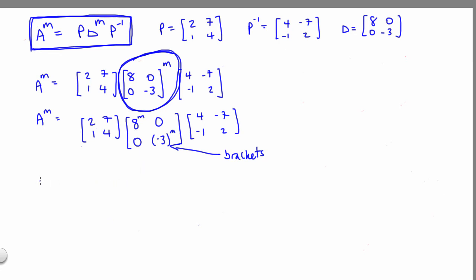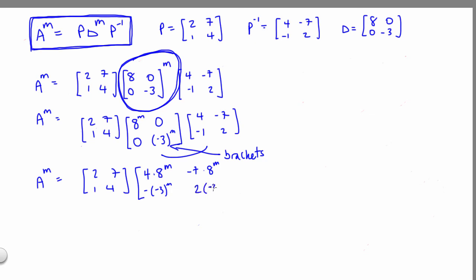Okay, now a couple more steps to complete our calculation. Let's keep our matrix P on here and we'll multiply these two matrices together. So we'll have 4 times 8 to the m and then negative 7 times 8 to the m. In our bottom row we'll have negative 1 times negative 3 to the m and then 2 times negative 3 to the m. Okay, we'll do one more matrix multiplication to finish up. Multiplying the 2 with the 4 here, we've got 8 times 8 to the m minus 7 times negative 3 to the m.